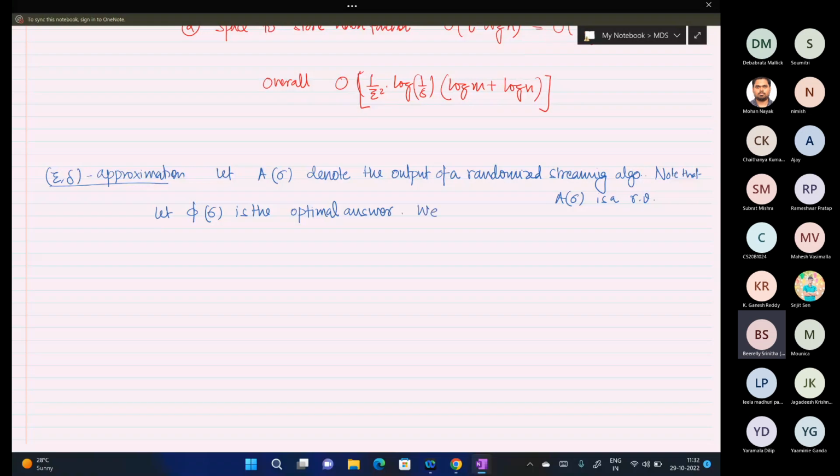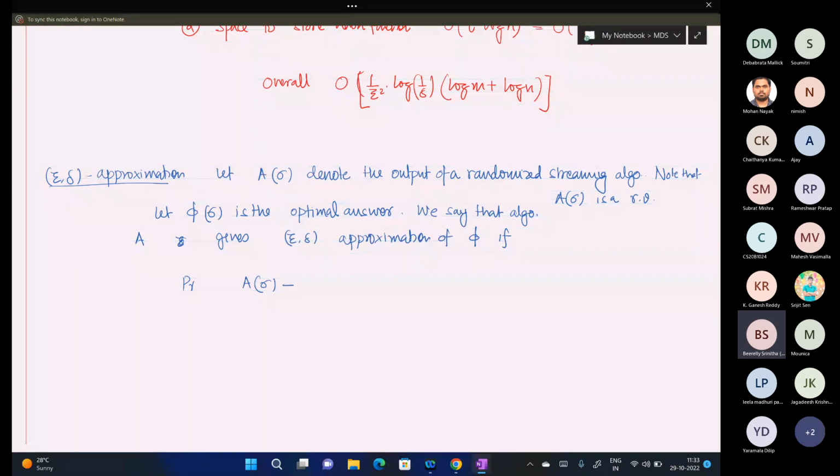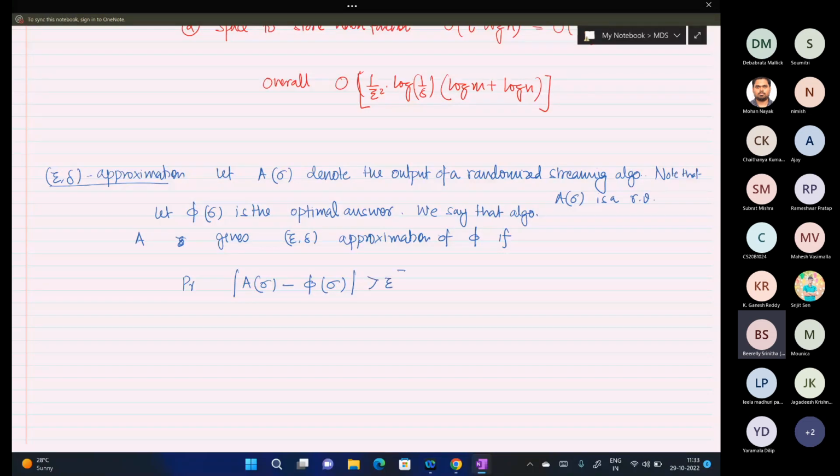And we say that algorithm A gives an epsilon-delta approximation of phi if the probability that the difference between the value our algorithm outputs and the ground truth is more than epsilon is at most delta. This is called additive approximation.